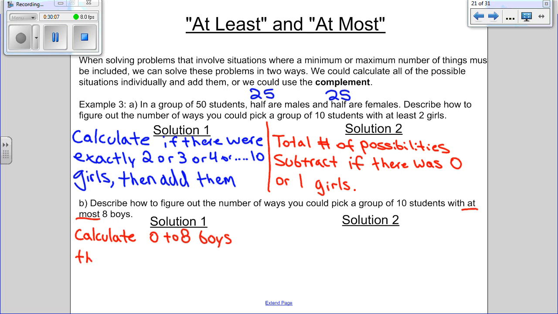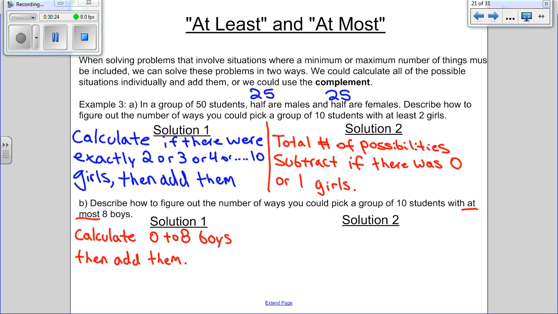I'm adding up the total number of situations. So I would calculate the 0 boys, how many possibilities that happen. Then I'd add the possibility of 1 boy. And I'd add the possibility of 2 boys. And it's going to happen 9 times. It's a lot of calculations.